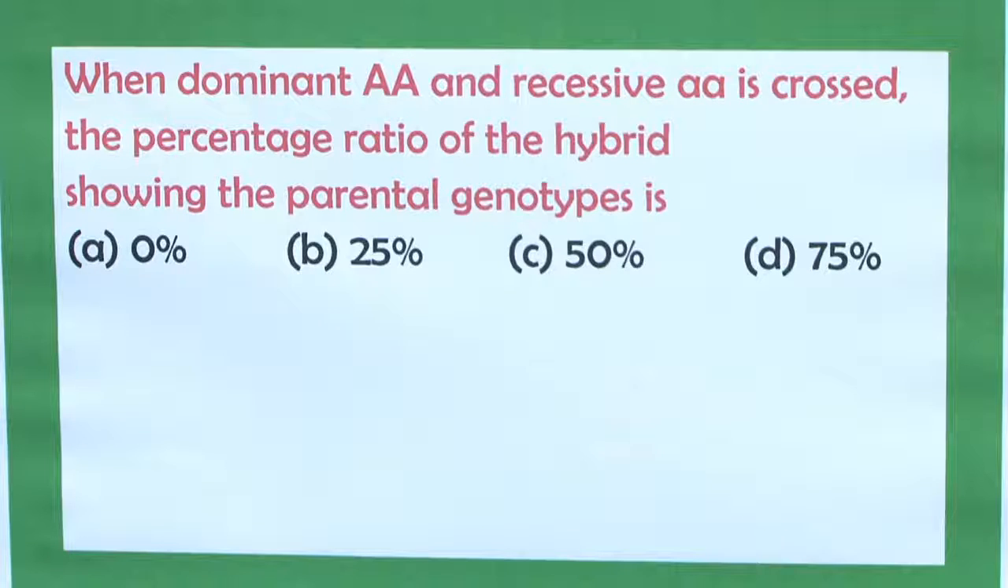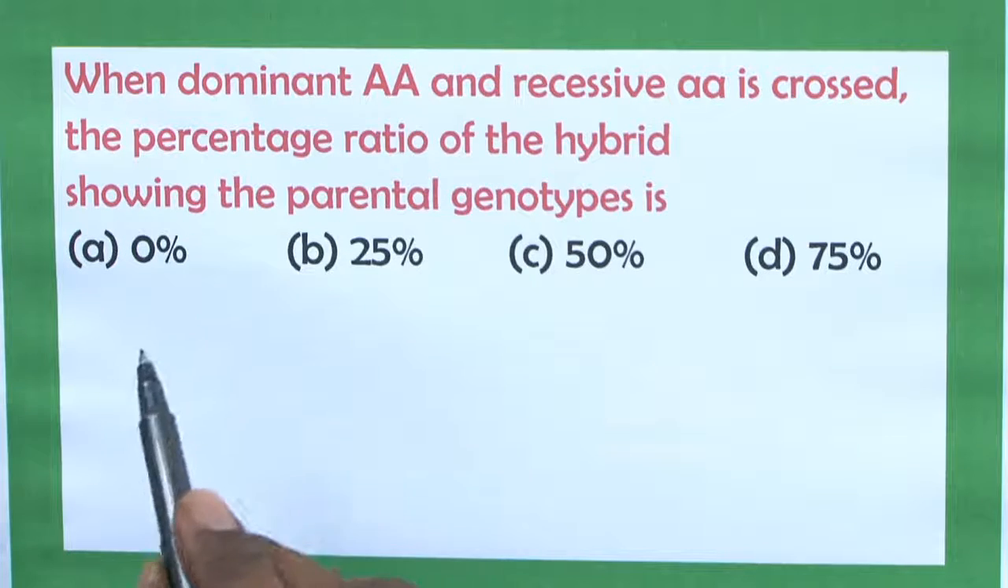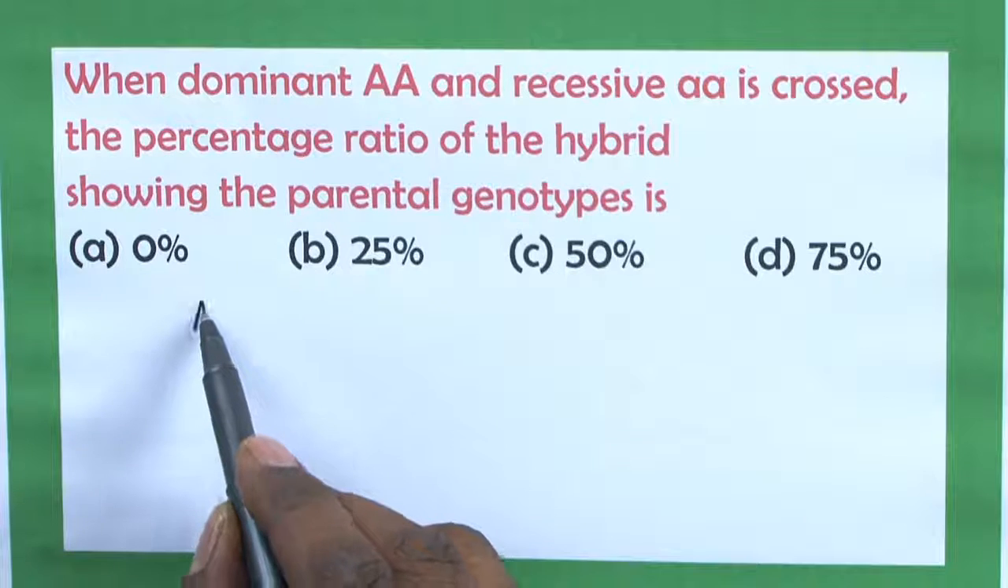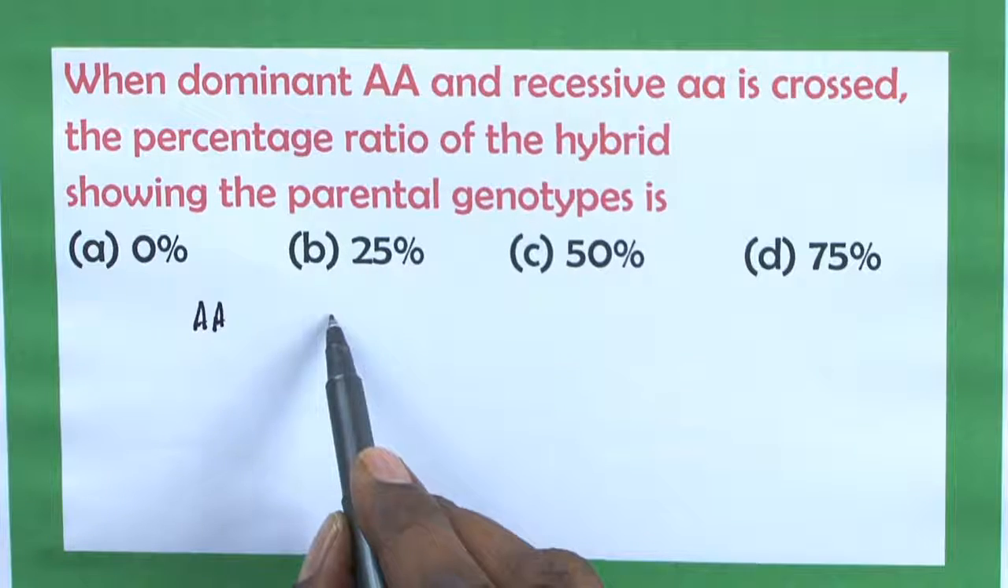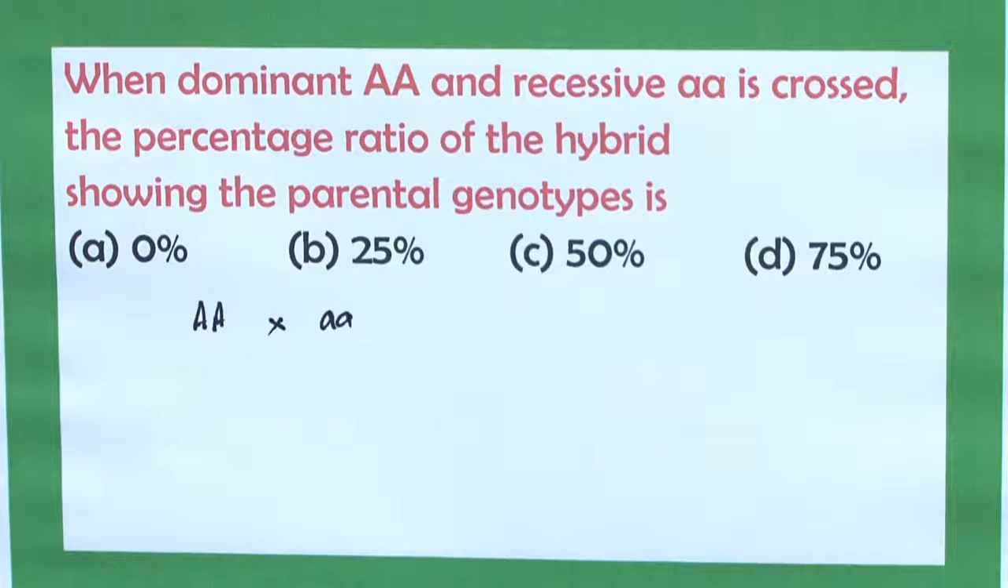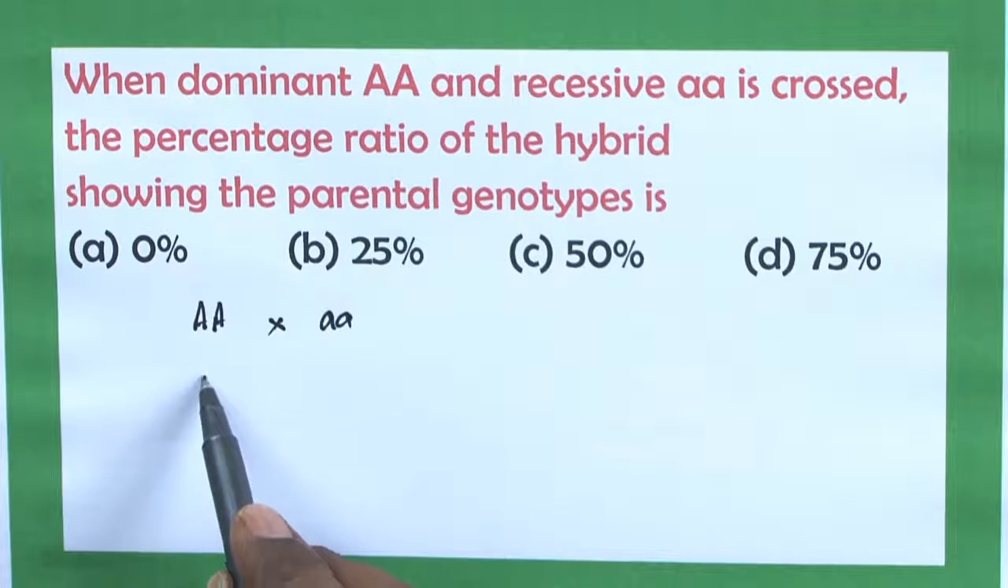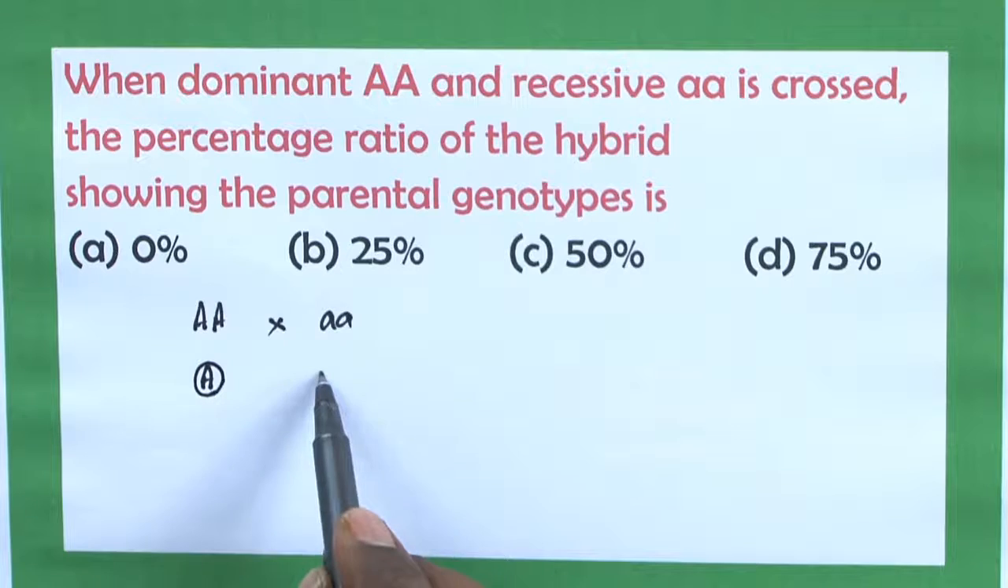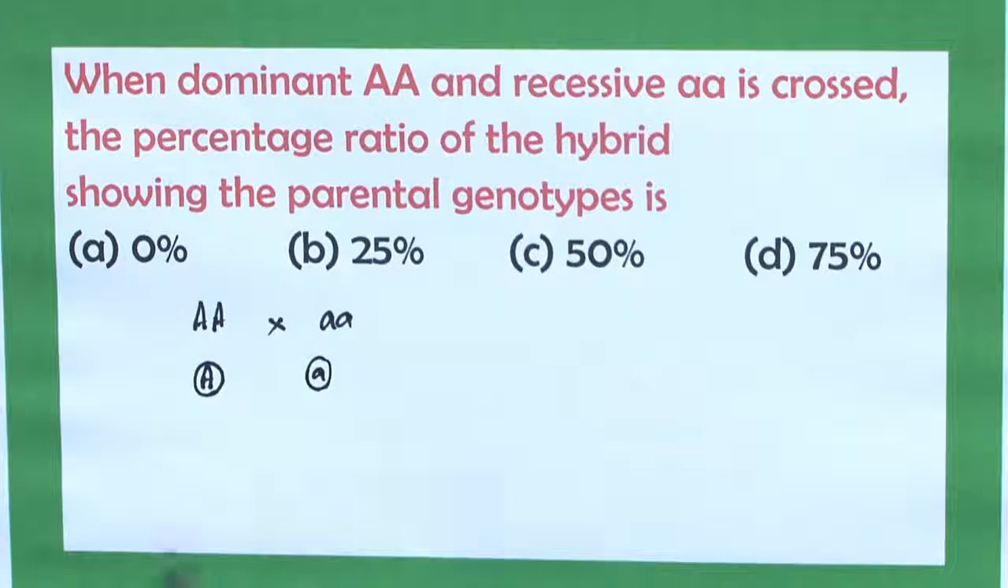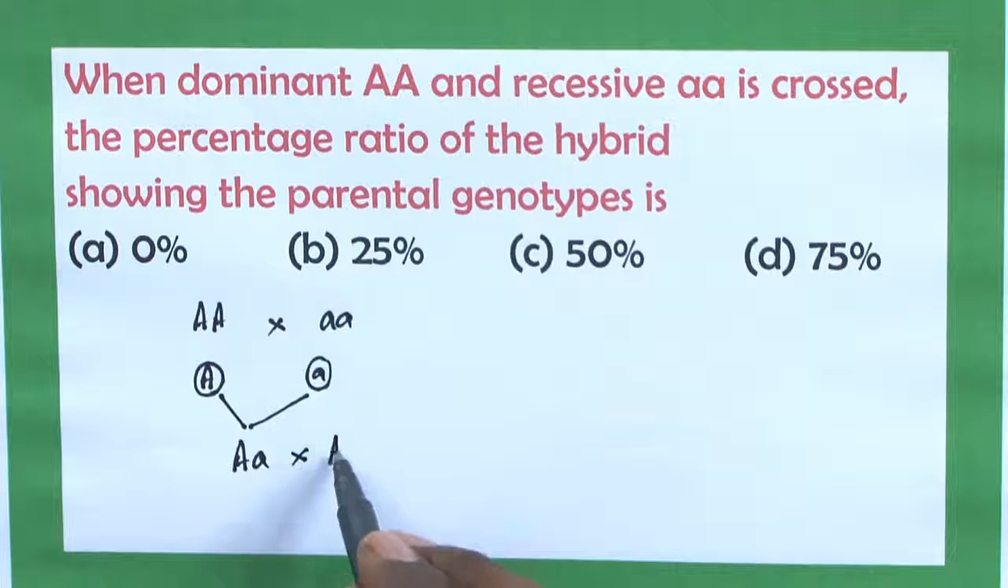Students, let us take up another question. When dominant capital A A and recessive small a a are crossed, the percentage ratio of the hybrid showing the parental genotypes is? See, for example, one parent has this genotype, and the other parent is small a. When you take the gametes, this is one gamete, this is another gamete. So after crossing, the F1 individual will have capital A, small a, and you can get two plants.